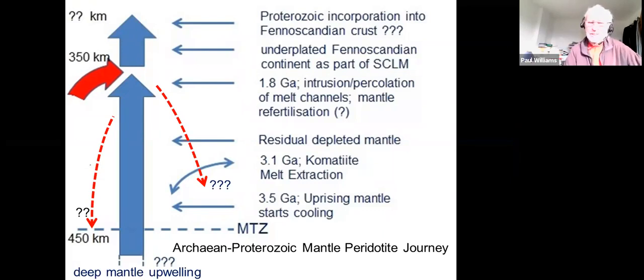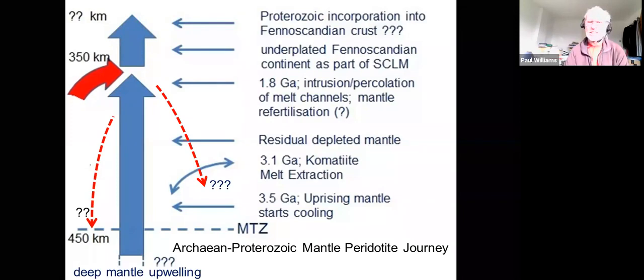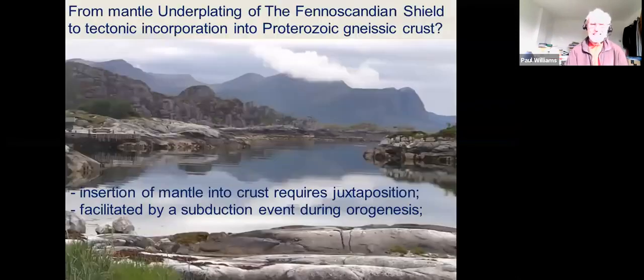And then we've now got this lump of mantle sitting under there, but our story has to have that mantle incorporated into the Fennoscandian crust. Now, how on earth did we go from this lump of mantle sitting there underplating the Fennoscandian continent to it being incorporated into the crust? So that's the big question: from underplating of the shield to the incorporated gneissic crust.